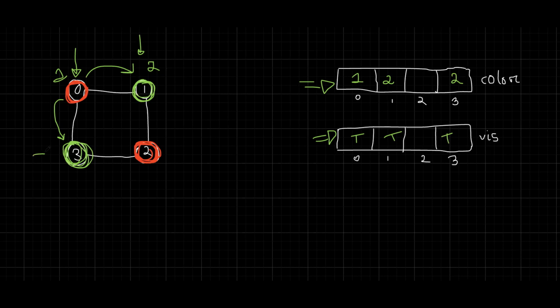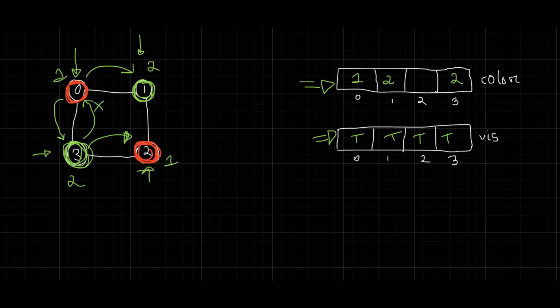Now we are at node 3. It has two children, 0 and 2. 0 is already visited, so we will not go there. Now we are going to node 2. Here 2 is not visited. First make it visited. And as the color of 3 is 2, we have to use the alternating color for node 2. So the color of node 2 will again become 1.